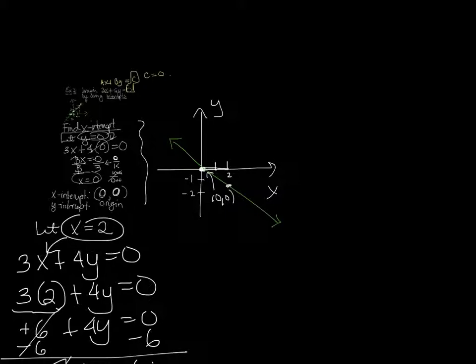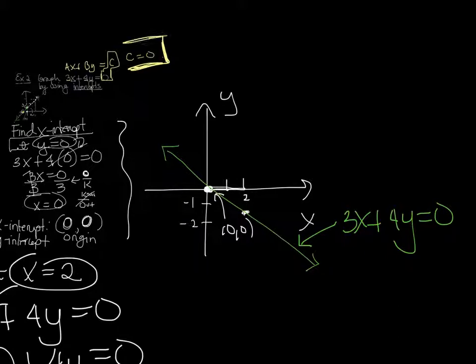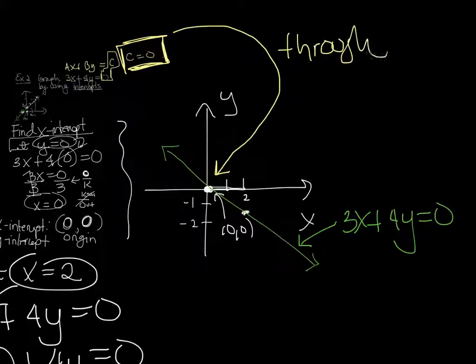So the equation of our line is 3x plus 4y equals 0. Oh, and before I forget, anytime c is 0, that means that your line is going to go through the origin, which is 0, 0. So that's just kind of nice to know. Okay, hopefully that helps.